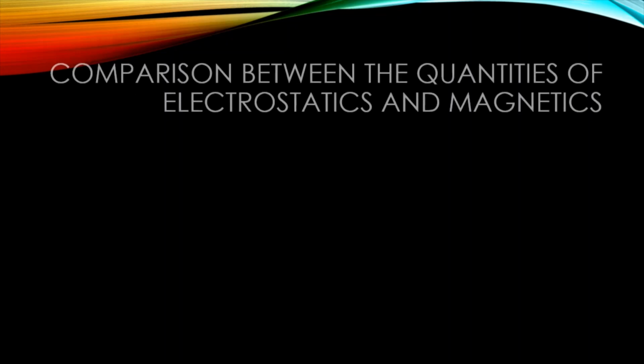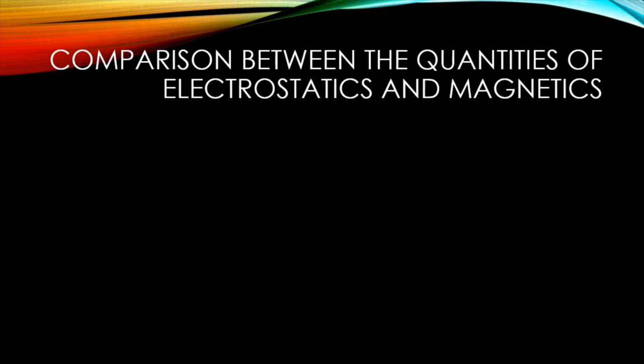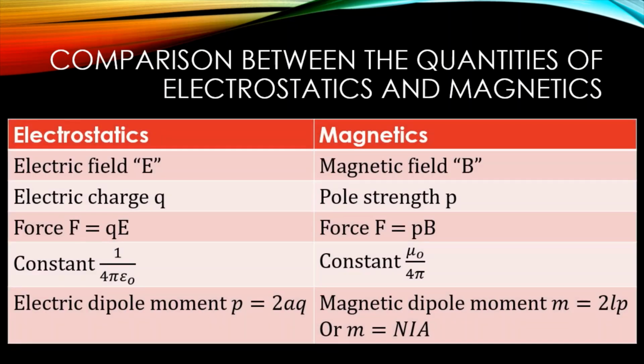Now at the end of this video, as I have said, we are going to compare the quantities of electrostatics and magnetics. Comparison between the quantities of electrostatics and magnetics. In electrostatics we come across electric field, and in magnetics we will come across magnetic field. Electric field is produced by electric charge, while pole strength is equivalent to electric charge in magnetics.